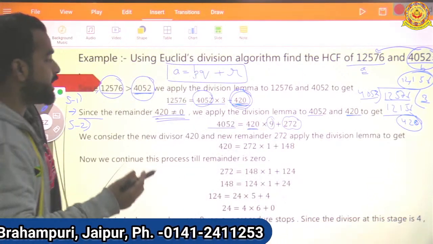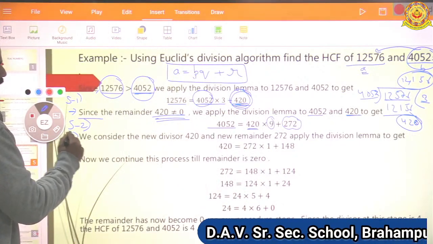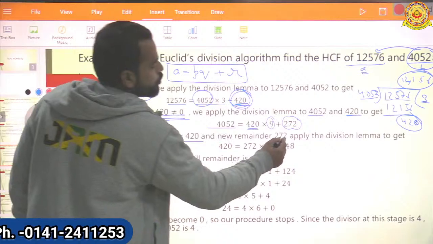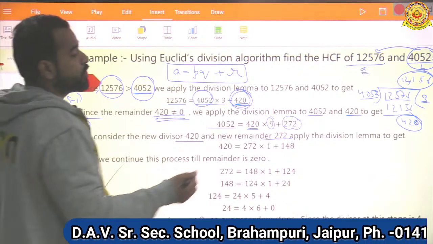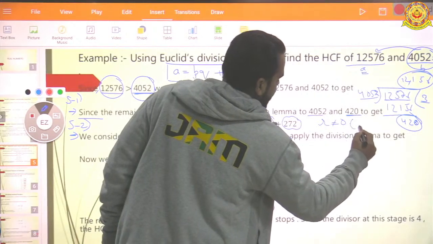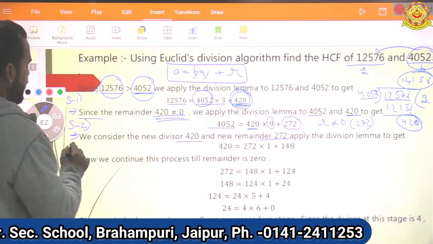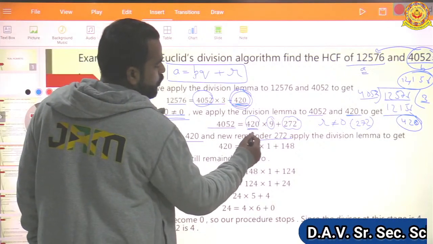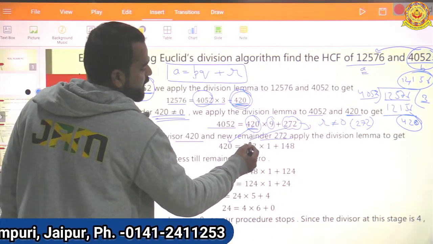272. Again in that case the remainder is not 0, so again you have to write the statement: we consider the new divisor 420 and the new remainder 272, and apply the division lemma to get the next number, because here also the remainder 272 is not 0. So we have to repeat this procedure again. In step number 3, you will take these numbers 420 and 272, so 420 will become A and 272 will become B.